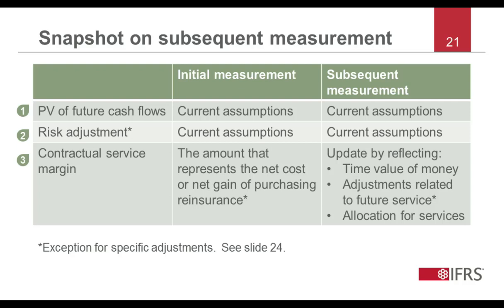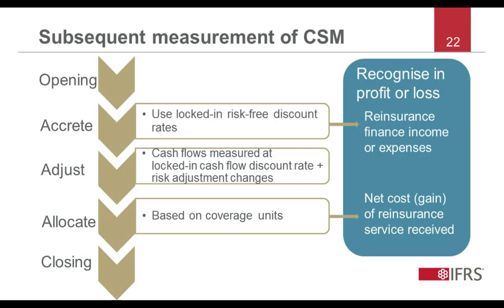At initial recognition, the contractual service margin is measured as the amount that represents a net cost or net gain on purchasing reinsurance. After initial recognition, the contractual service margin is updated by reflecting the time value of money, by adjusting the contractual service margin for changes relating to future service, and then by allocating an amount because of services received and recognizing that amount in profit or loss. We will discuss this in further detail in the next slide.